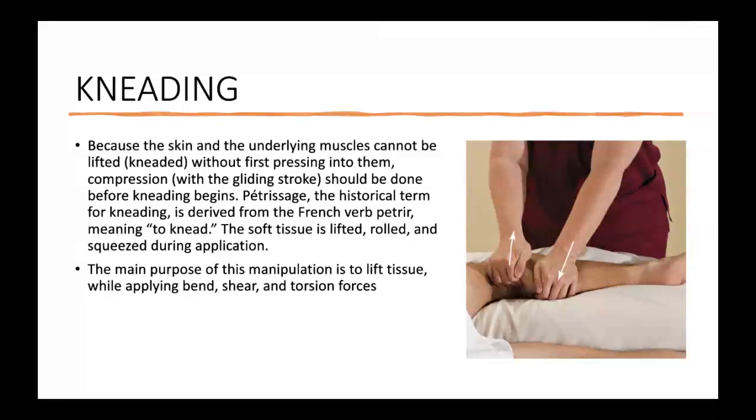The soft tissue is lifted, rolled, and squeezed during an application. So that last sentence looks pretty familiar. Can't tell you where I've seen it. The main purpose of this manipulation is to lift the tissue while applying a bend, shear, and torsion force. So this is kneading, also known as petrissage.